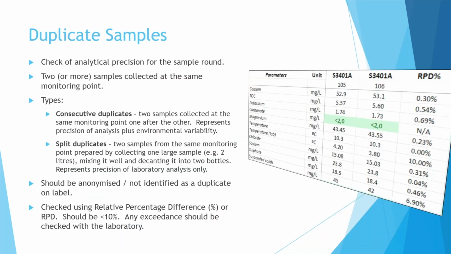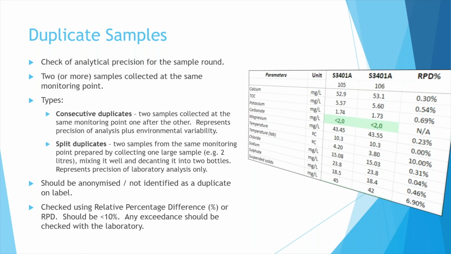Now, what duplicates are is a check of analytical precision for the sampling round. And what this comprises is having 2 or more samples collected at the same monitoring point on the same day. Now, there are 2 different types. The first is a consecutive duplicate, and this is where you take 2 samples from the same location, the same sampling point, one after the other. So it's slightly different times.